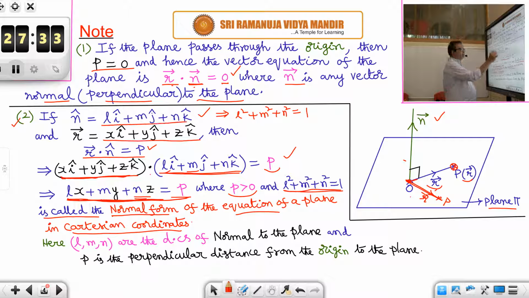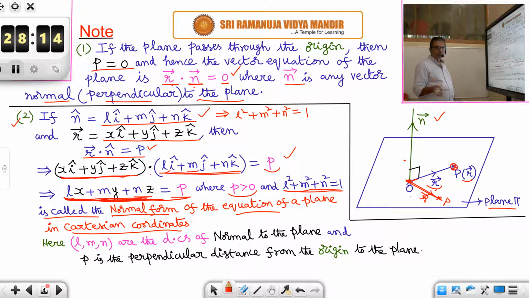So l i plus m j plus n k, if it is a unit vector, then l, m, n we call direction cosines, is it not? If it is a general vector, l, m, n are called direction ratios. If it is a unit vector, l, m, n are called direction cosines. So l, m, n are nothing but the direction cosines of the normal vector to the plane. Okay. So this is the Cartesian form. Always the x coefficient, y coefficient, z coefficient, l, m, n, that means l i plus m j plus n k, remember that it is a vector perpendicular to the plane.